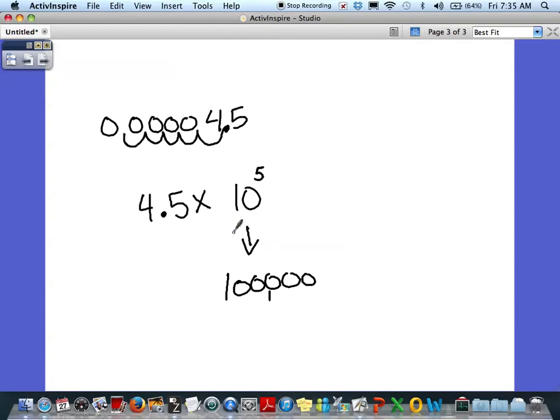100,000. And if you multiply 4.5 times 100,000, it does not equal 45, whatever this was, tens, hundreds, thousands, 10,000s, millions, 10 millions. Doesn't equal 45, 10 millions. So what must we do? Well, let's think about it like this.